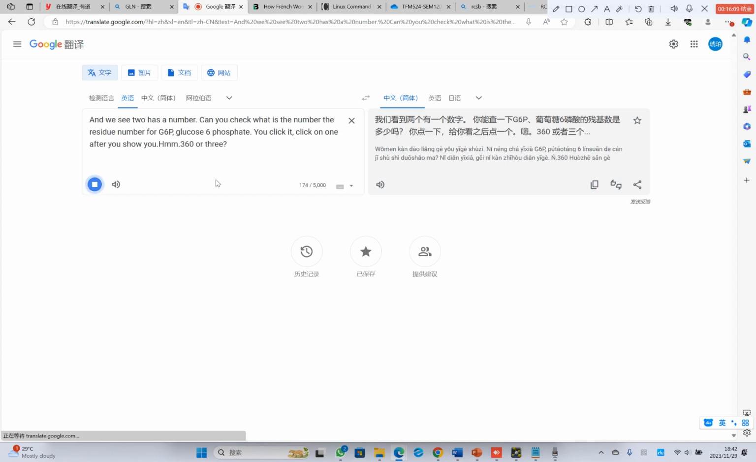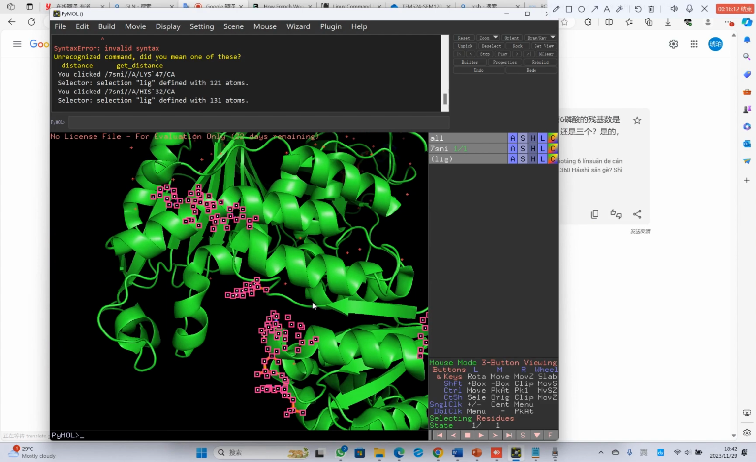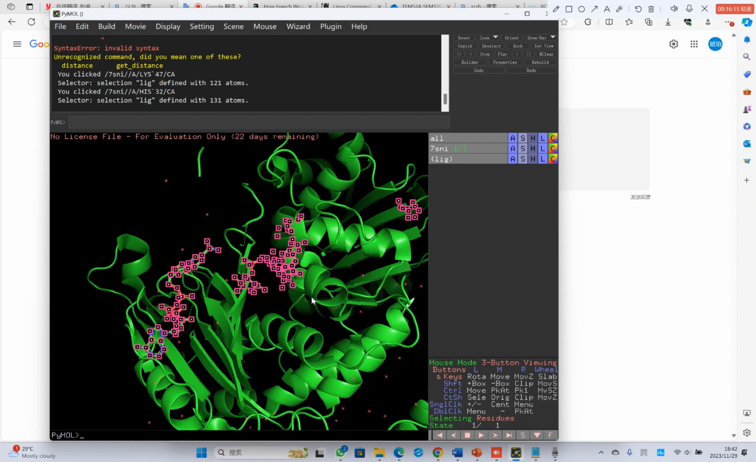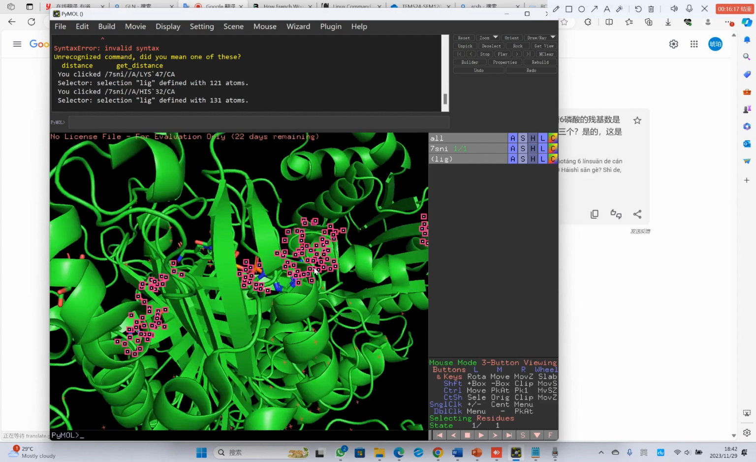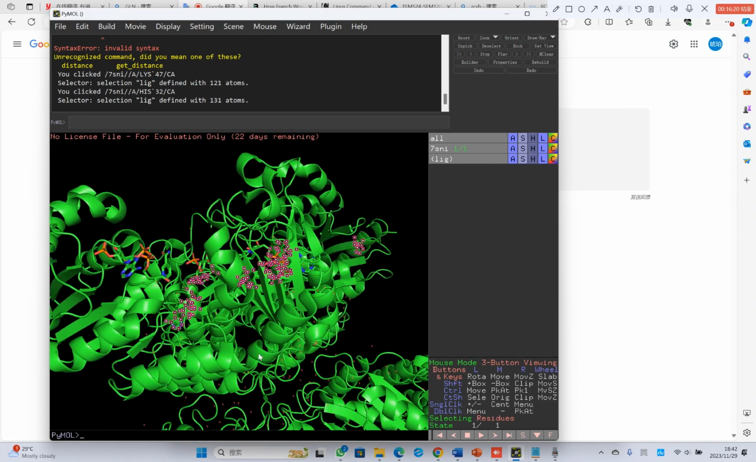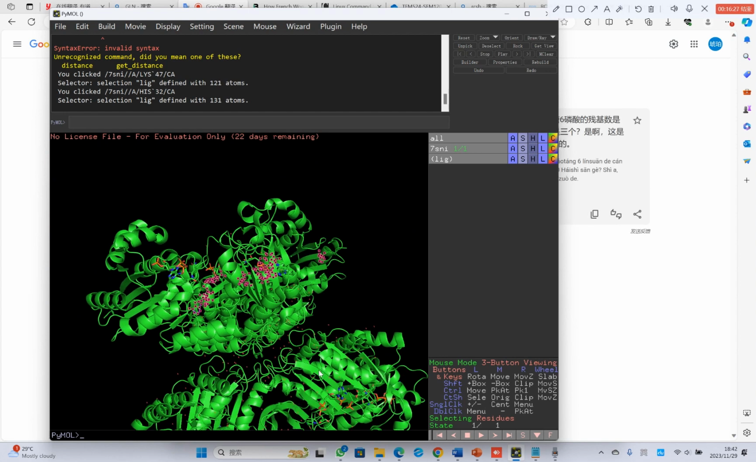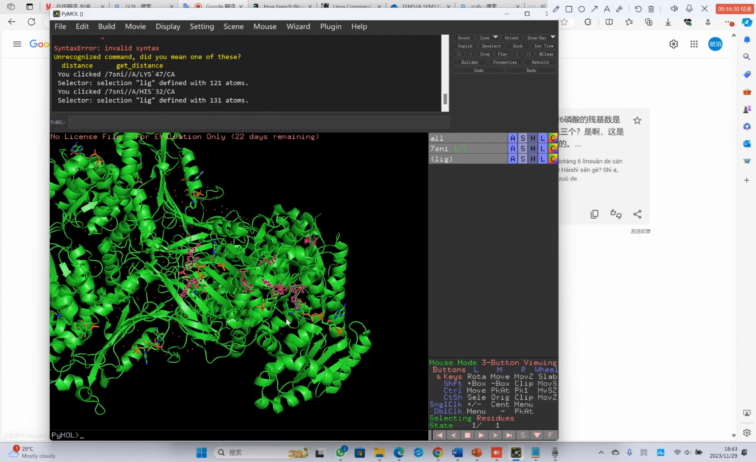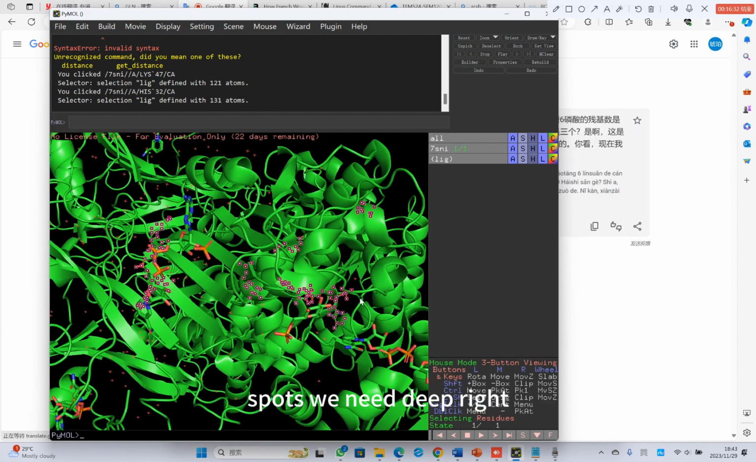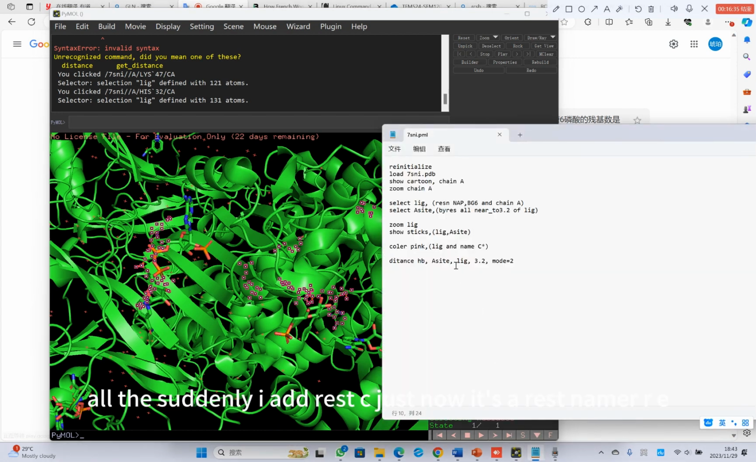Yeah, this is the first one for changing. It's only the ligand, right? For the zoom, I add RESI. Just now it was RESN, the residue name. This one is the residue ID. So every residue has a number.